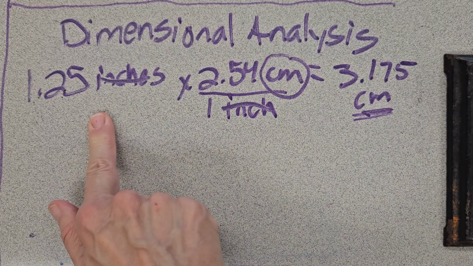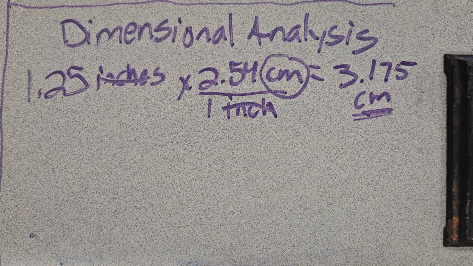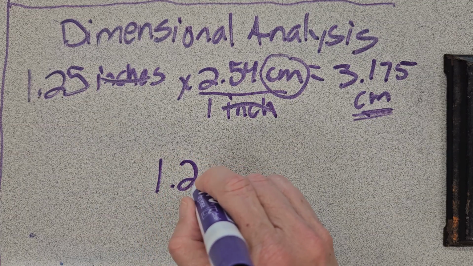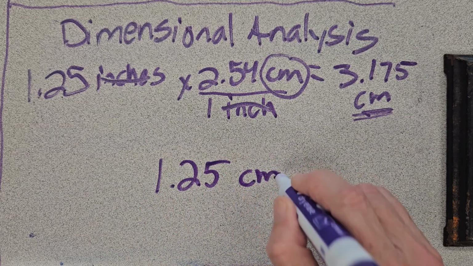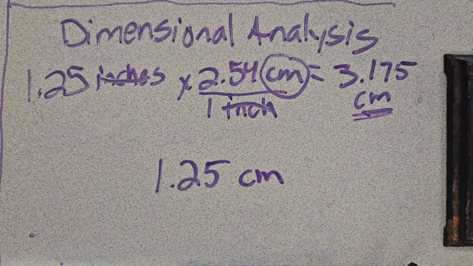So if you have an axle that's 1.25 inches, you need to order one that is 3.175 centimeters. What really happened is that they ordered one that was 1.25 centimeters. So you can see that it was only about a third the diameter that it needed to be. And that's why the axle fell out and the roller coaster derailed.